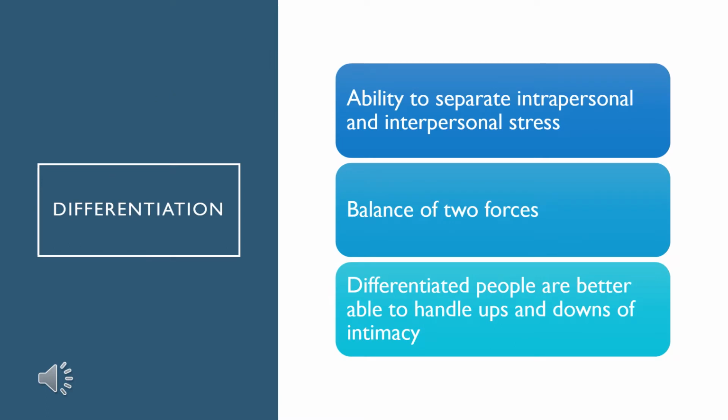A crucial concept in Bowen theory is differentiation. And differentiation is really about self, right? It's the ability to separate feelings and thoughts. And it's the balance between the two forces that I mentioned in the previous slide, togetherness and individuality, right? So too much togetherness can create fusion, and too much individuality can result in a distant family. Because of that, differentiated people are better able to handle the ups and downs of intimacy and, in general, the complexity of relationships. Undifferentiated people sometimes cannot separate feelings and thoughts.